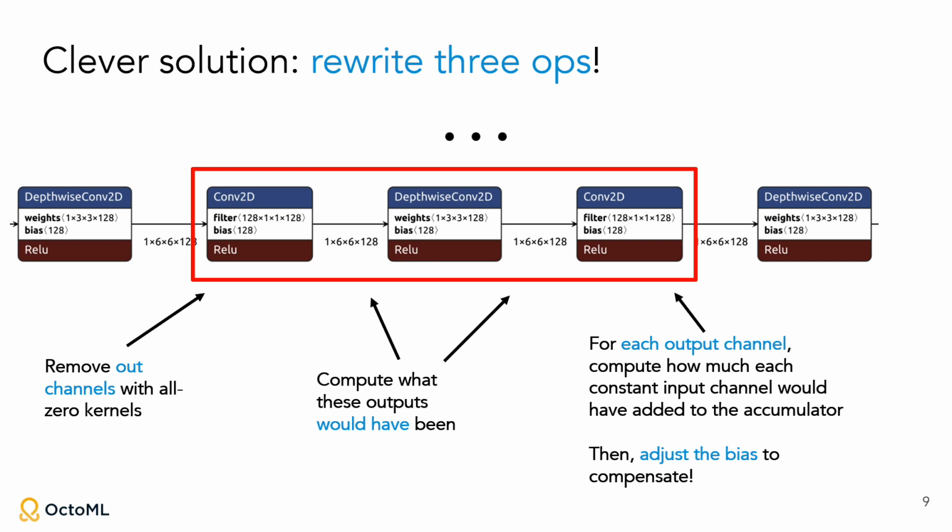But we're still not done. Now we know what 90% of the outputs of that depthwise conv2d block will be, but they're not 0, and we still can't remove them. So what do we do?